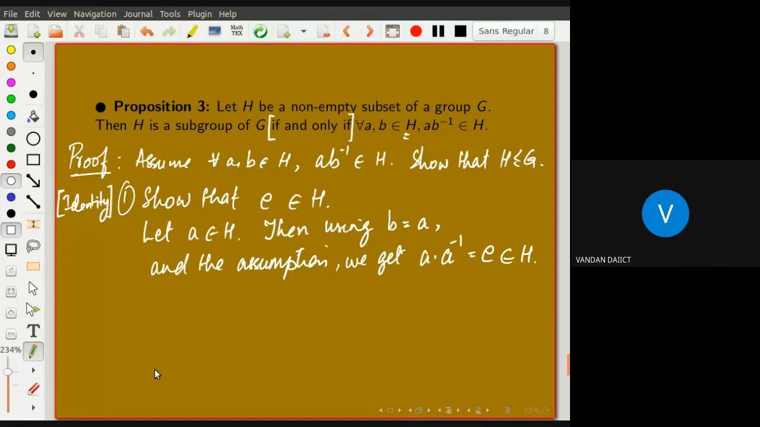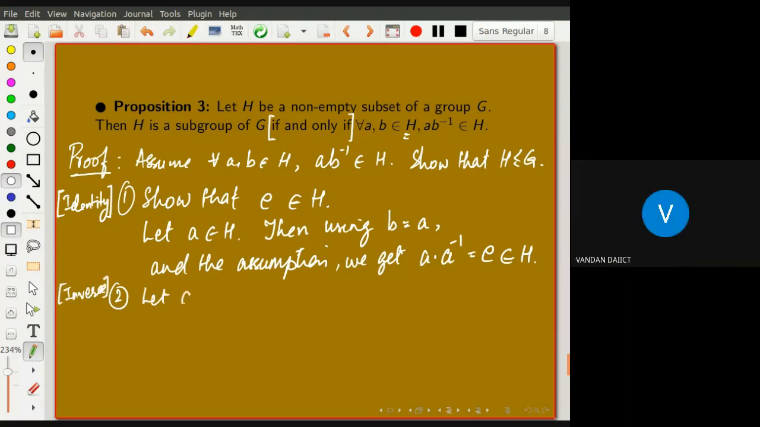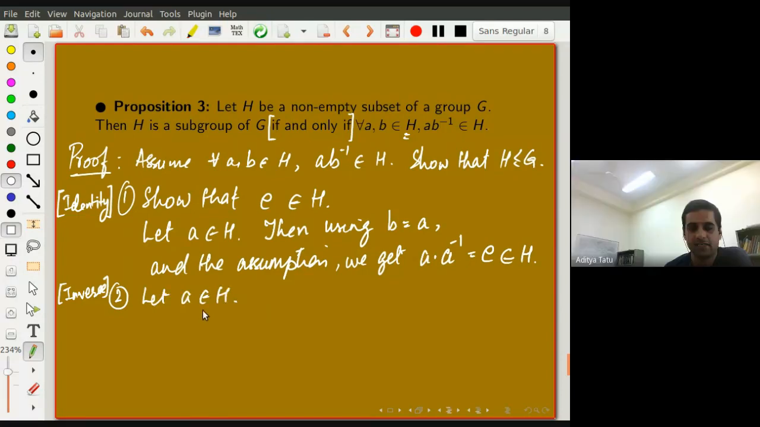Next, we will prove the inverse exists in H by using the identity. How do you prove the inverse? Using A, the identity equals the identity. Okay.